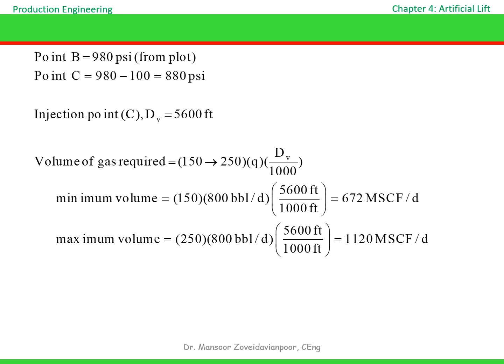From the graph, the operating valve depth is approximately 5,600 feet. Using the gas lift design guideline, the required injection gas ranges between 672 and 1,120 MSCF a day. The important result here is not the calculation itself. It's identifying the injection depth and estimating the gas requirement.